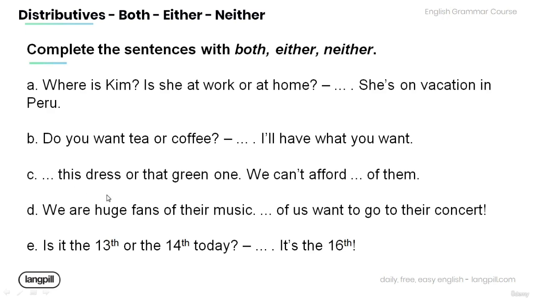C. This dress or that green one, we can't afford of them. D. We are huge fans of their music. Of us want to go to their concert. E. Is it the 13th or the 14th today? It's the 16th.